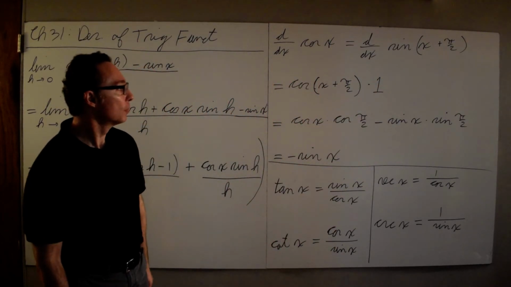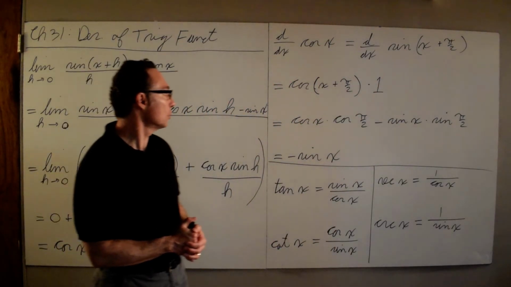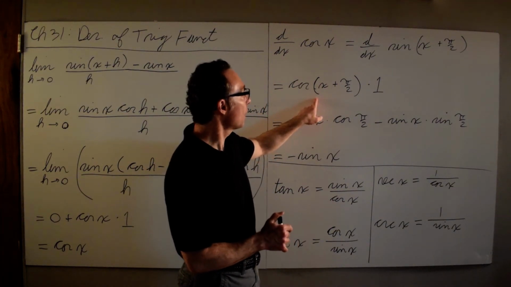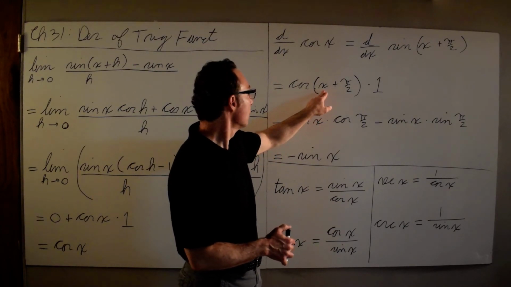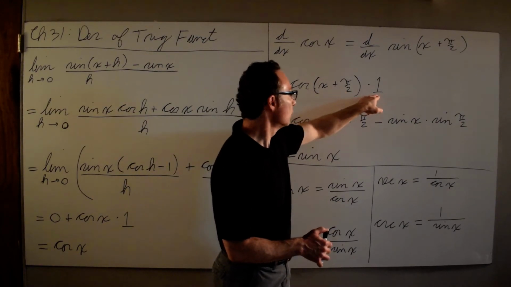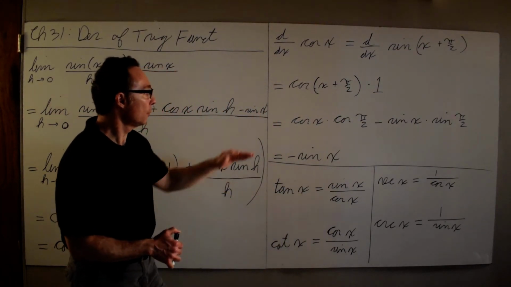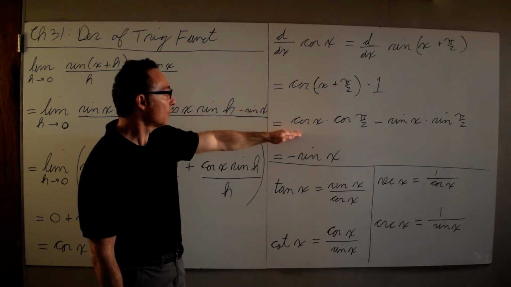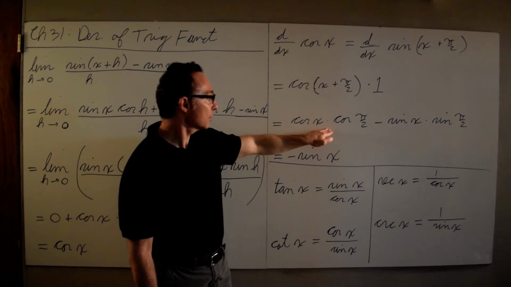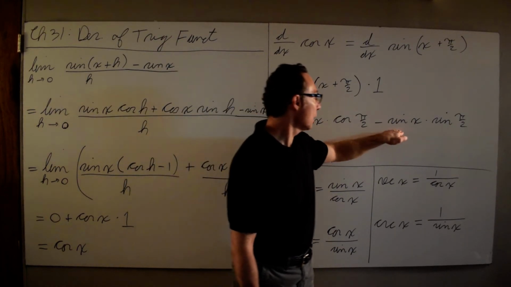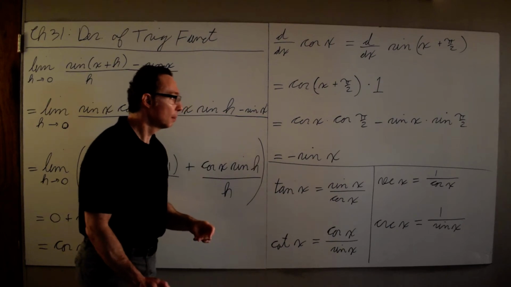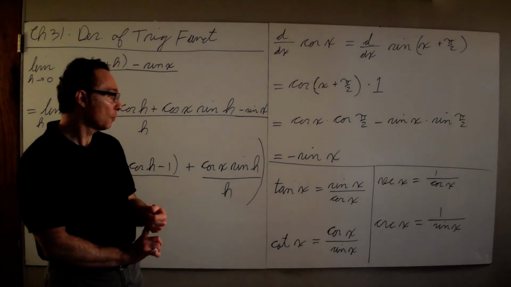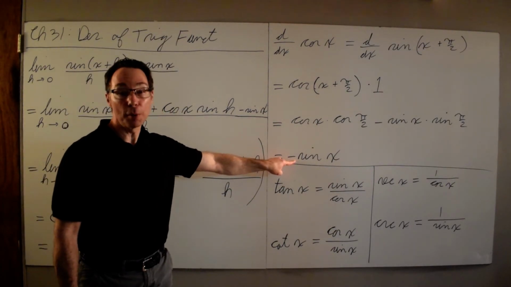Then we use the chain rule, because we already know the derivative of sine is cosine. So we have cosine of x plus pi over 2. The chain rule says multiply by the derivative of the inside function. So the derivative of x plus pi over 2 is 1. Now we use another trig identity. Cosine of x plus pi over 2 is cosine of x times cosine of pi over 2 minus sine of x times sine of pi over 2. Sine of pi over 2 is 1. Cosine of pi over 2 is 0. So this simplifies nicely to negative 1 times sine x.